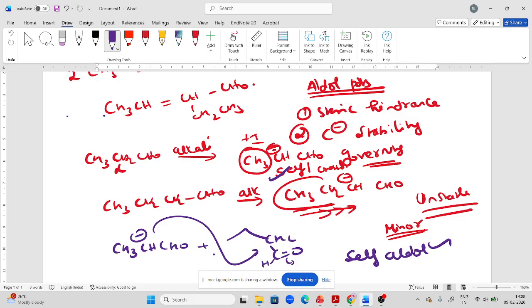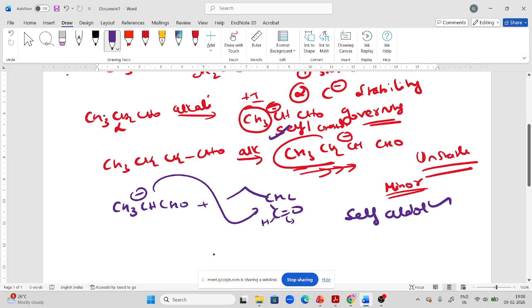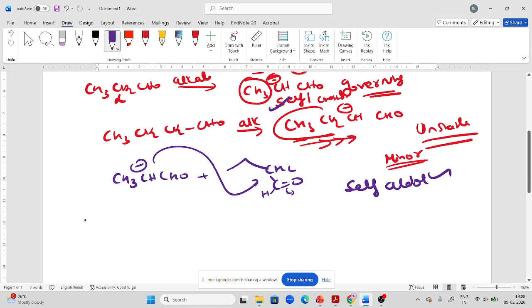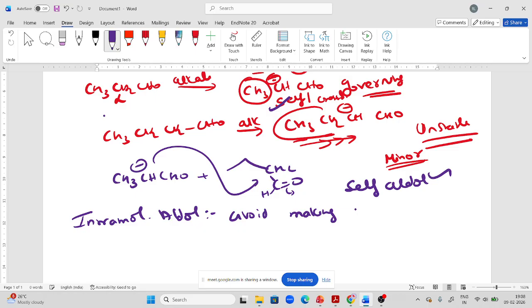So always remember in aldol condensation, carbanion stability is there. Also, in the carbanion stability, steric hindrance is also playing its role. And whenever you are having intramolecular aldol condensation within the molecule, avoid making more than 6 membered rings. You may have the chance, but don't do it. Clear, ma?